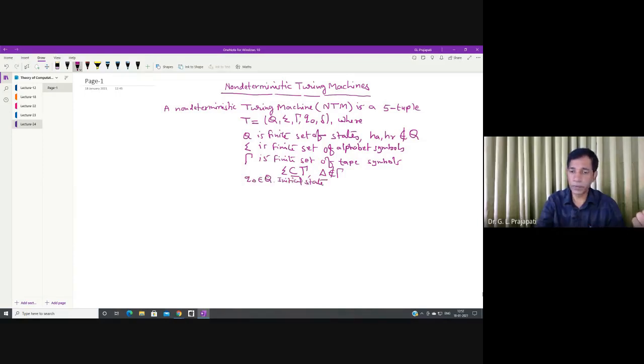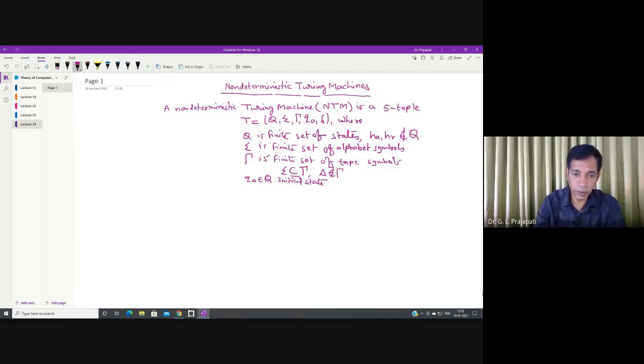Q is the finite set of states, HA and HR are not in Q. Sigma is the finite set of input symbols. Tau is the finite set of tape symbols with sigma a subset of tau. Blank is not an element of tau. Q0 is the initial state, an element of Q. This is the same as we defined for the ordinary Turing machine. Here, the important difference in the case of the NTM is the transition function.